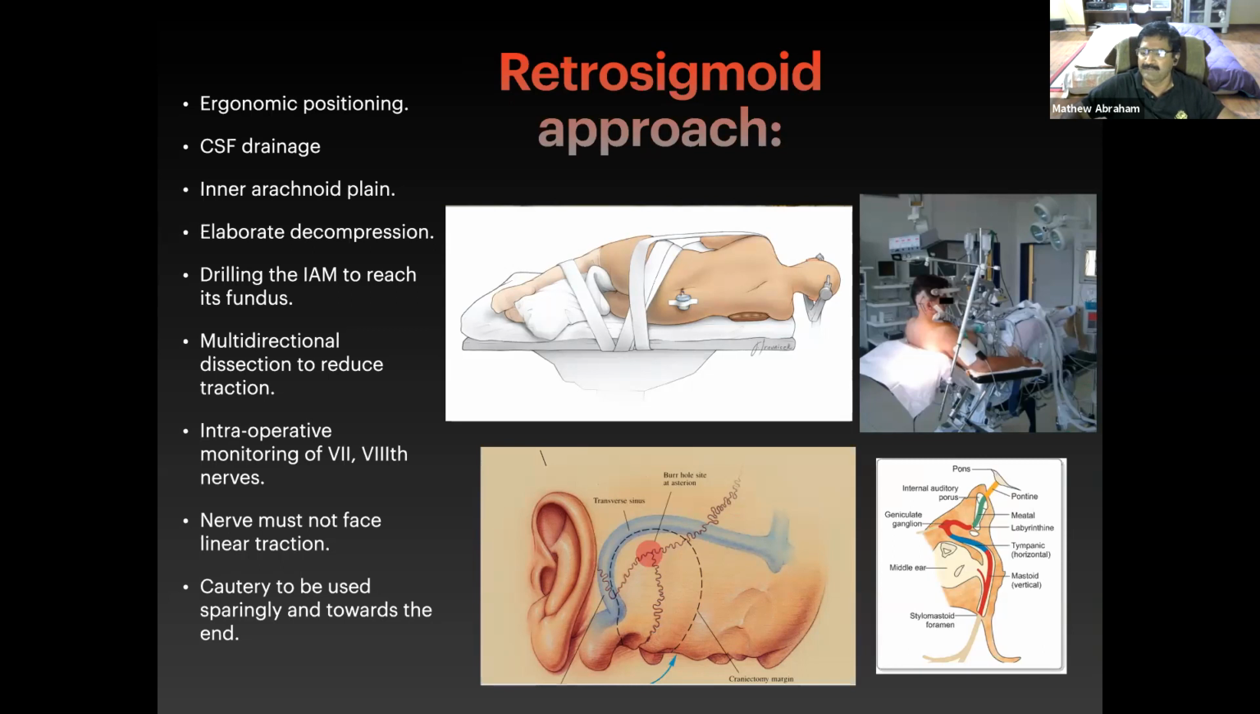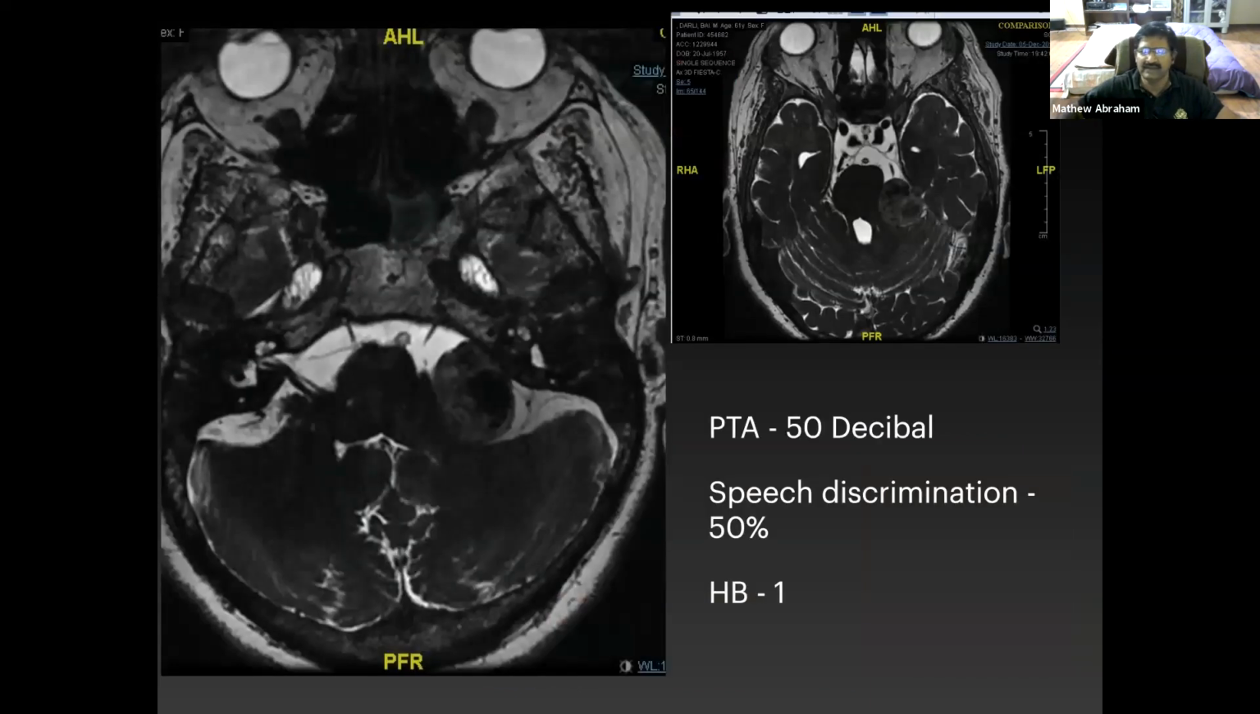Here again, the part of the seventh nerve that you interact with is the cisternal as well as the meatal portion, which are reasonably tough regions to handle. I shall demonstrate one case. This is a 62-year-old lady who presented with hearing loss. There is a 50 decibel hearing loss, with a speech discrimination of 50% and no seventh nerve involvement.